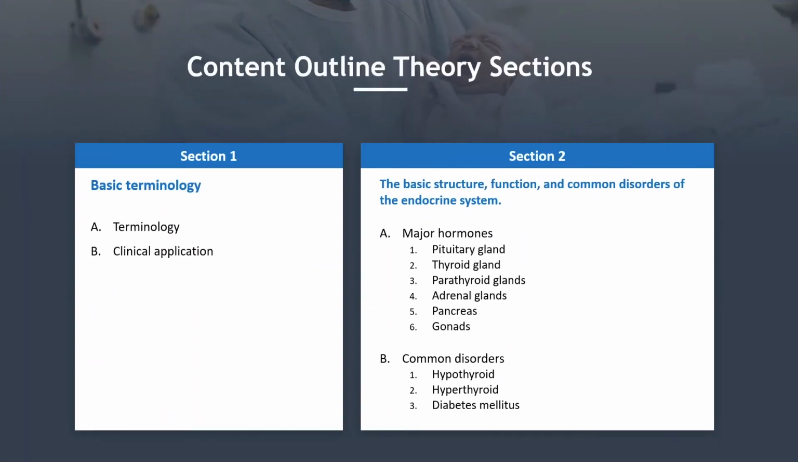Section 1. Basic terminology. Terminology and clinical application. Section 2. The basic structure, function, and common disorders of the endocrine system. A. Major hormones: pituitary gland, thyroid gland, parathyroid glands, adrenal glands, pancreas, and gonads. B. Common disorders: hypothyroid, hyperthyroid, diabetes mellitus.